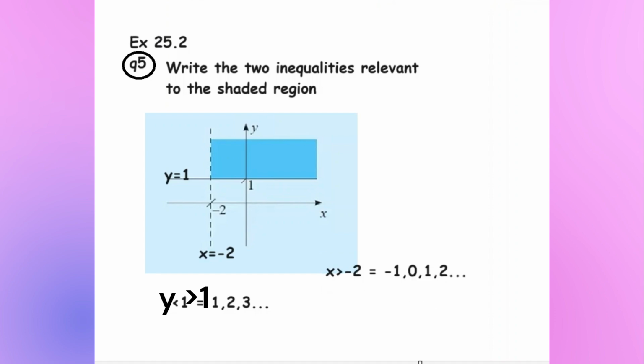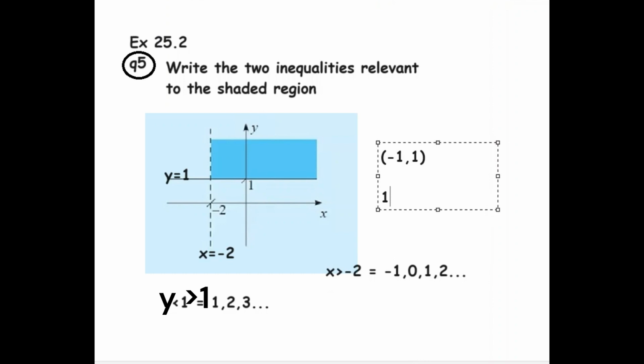Now we have to think about the point coordinates in this shaded region. So you can see y should be more than 1, and x should be more than minus 2. So we write any point with x more than minus 2, like minus 1 comma 1, 1 comma 3. Any coordinate you can write like that.